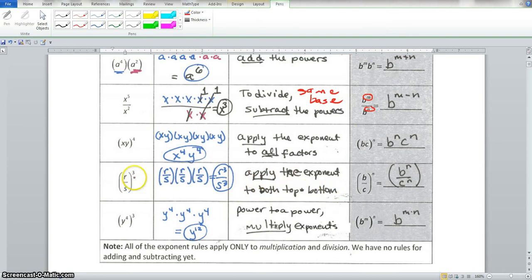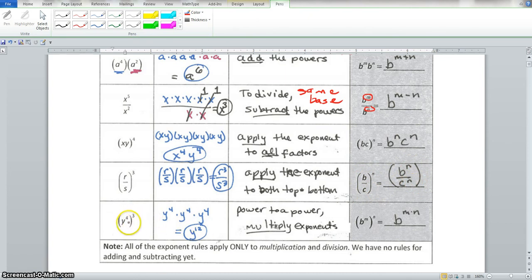Now if you notice here, and I want to go back here, no exponent is shown in here, no exponent is shown in here. That's how we apply it when there is no exponent shown. Now it says apply the exponent to both top and bottom, and we have an example here, b over c. This would be b to the n over c to the n.